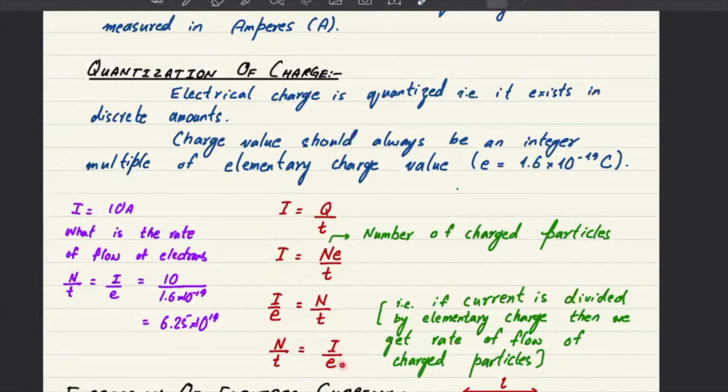So if you're being asked to find the rate of flow of electrons, you divide the current by the elementary charge value. For instance, if you are given that the electric current is 10 amperes and asked for the rate of flow of electrons, then you divide 10 by the elementary charge value, and you will get yourself the rate of flow of electrons. Just be prepared for that, right? Whenever you're being asked to find the rate of flow of electrons and you know the current value, you have to divide it by the elementary charge value.